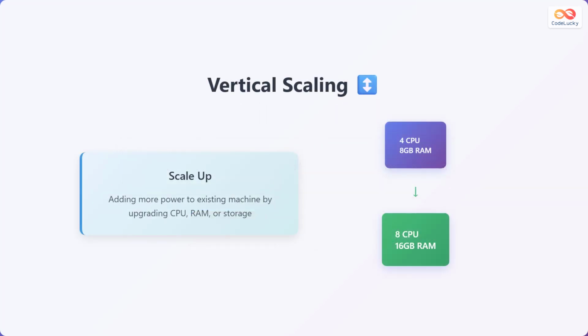Vertical scaling, also known as scaling up, involves adding more power to an existing machine. This can be achieved by upgrading components like the central processing unit, random access memory, or storage. For example, upgrading a server from 4 cores and 8 GB of RAM to 8 cores and 16 GB of RAM is an example of vertical scaling. Vertical scaling enhances the capabilities of a single server to handle increased workloads.